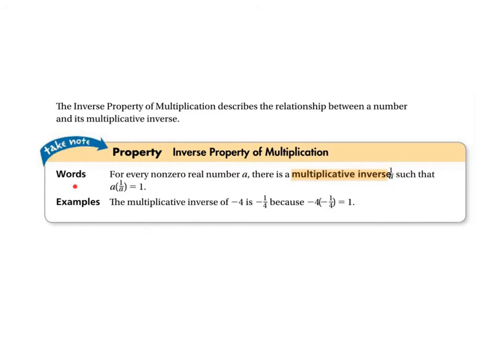a times 1 over a equals 1. Negative 4 times 1 over negative 4. Negative times negative is positive, and this would then give you 4 over 4, which is 1. Okay, so you always multiply some number by 1 over that number, and you'll get 1.